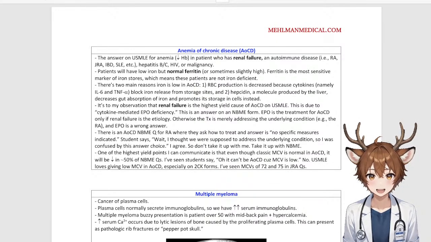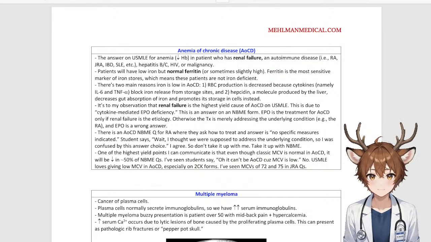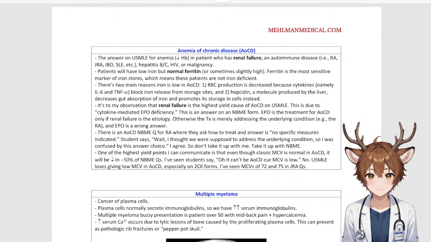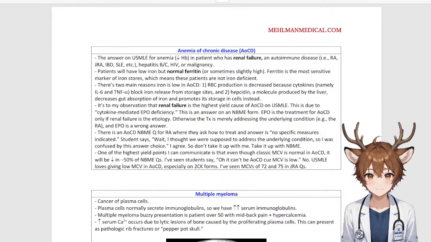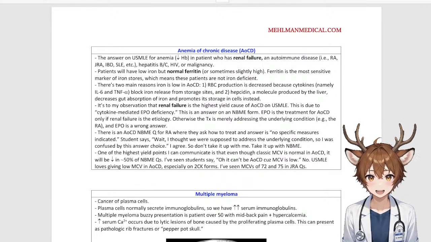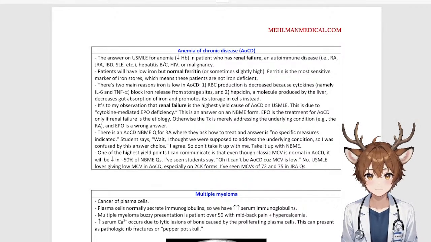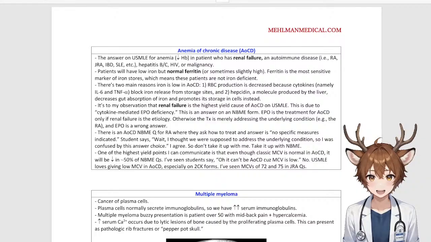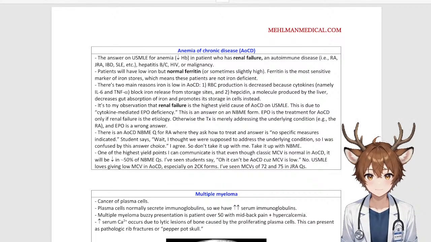JRA, juvenile rheumatoid arthritis, IBD, inflammatory bowel disease, systemic lupus erythematosus, hepatitis B, C, HIV, or malignancy.